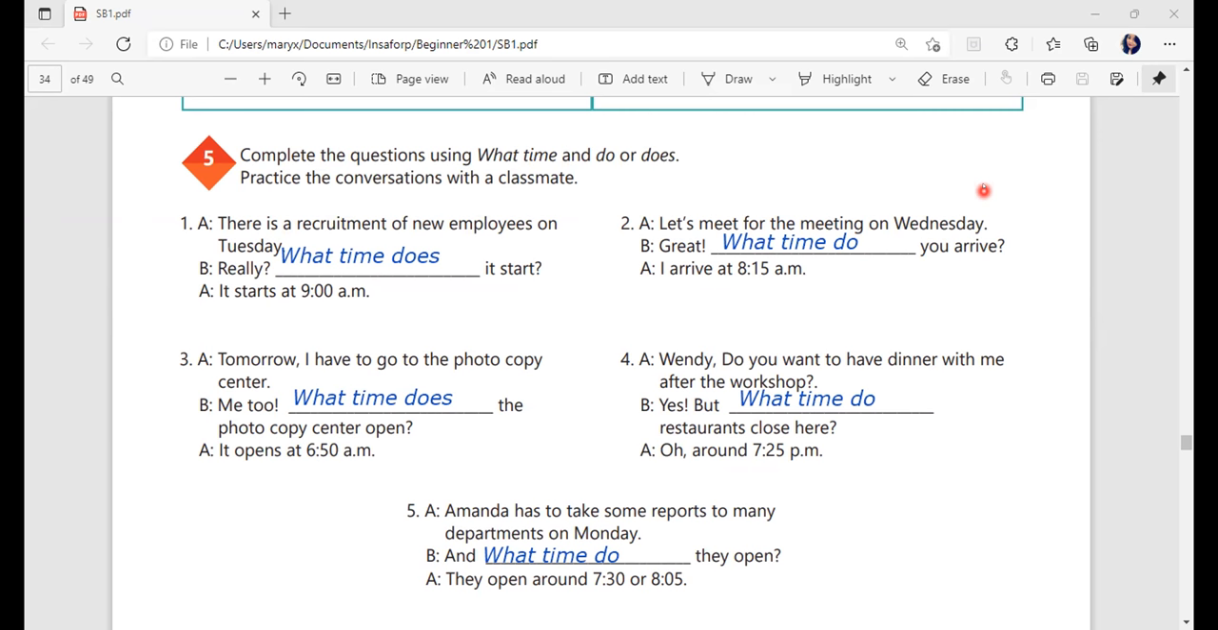Hey, what time do they open? They open around 7:30 or 8:05. Repeat. They open around 7:30 or 8:05. Okay.